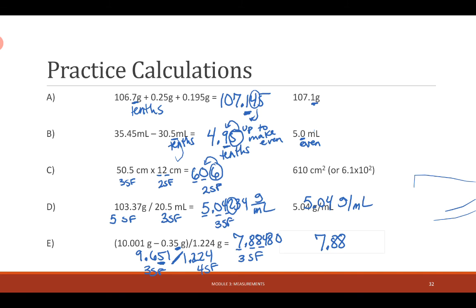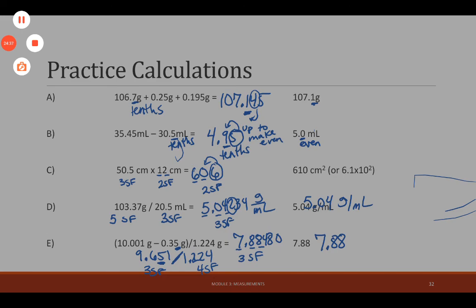And then my final unit here is grams divided by grams, which is no unit at all. So that concludes our sig figs in calculations video. Let me know if you have any questions.